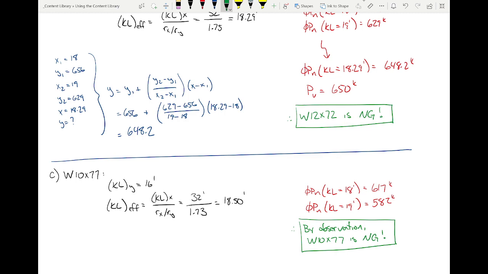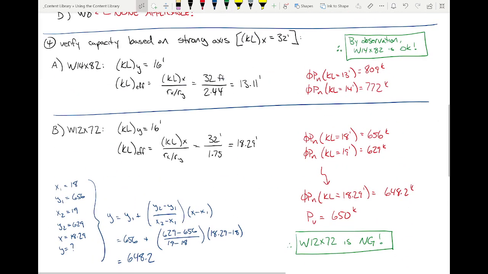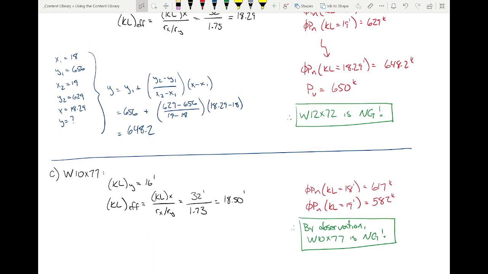So before, what we did is we looked at shape 1 and we said, well, by observation, we know that the W14 by 82 is okay. Whereas with this last shape, we're looking at it and we go, I'm not going to waste my time doing the linear interpolation. It's not going to work, right?